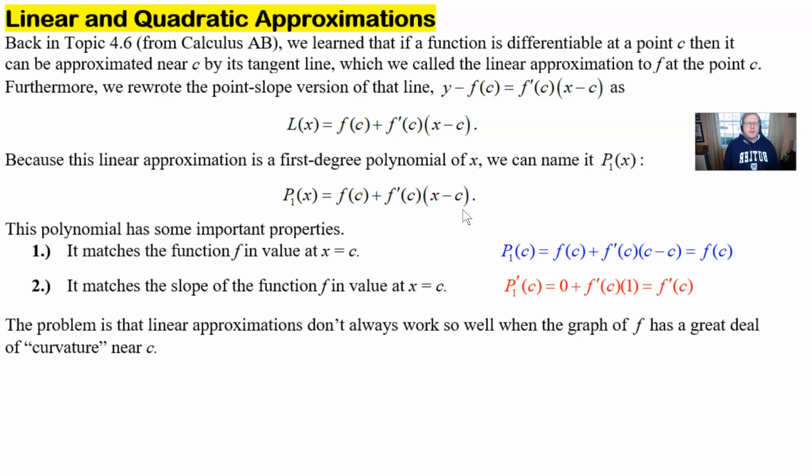So what do we know about this first degree polynomial? Well, it has two very important properties. Number one, it matches the function f in value. Let's take a look. What if I go up here and I replace the x with c where it's going to match? I would get P1 of c equals f of c plus f prime of c times c minus c, which is what I have written in blue. But of course, the c minus c is 0, wipes out the f prime. So P1 of c is equal to f of c. That's criteria 1 that has to happen.